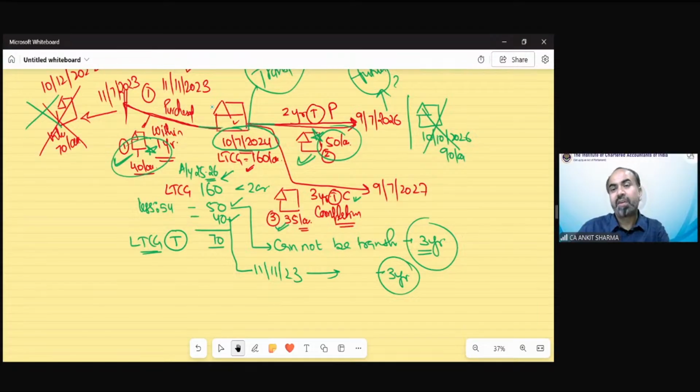Now you must be thinking, what will happen if we transfer that? What will happen? So there are some penalties, there are some problems. If you transfer those properties before 3 years, there would be some consequences.